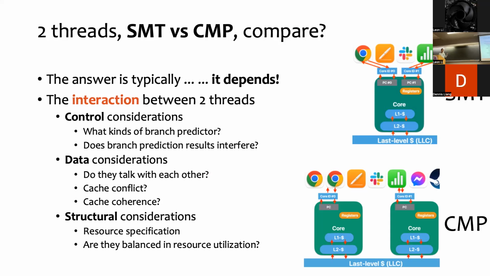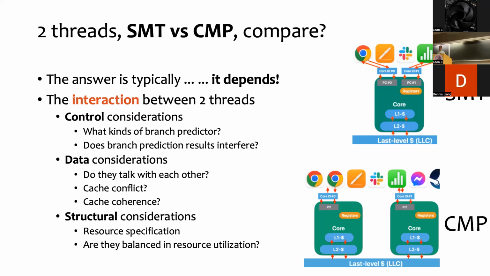The important thing is, do they talk with each other, right? Do they share any data, right? Like one of them is writing to a memory address and the other one is reading from the same memory address. Well, with SMT, you can do that communication through the cache, right? But with multi-core processor, you have to go through a lower level memory hierarchy. The latency is going to be much higher, right? So the data interaction also determines which one is better.